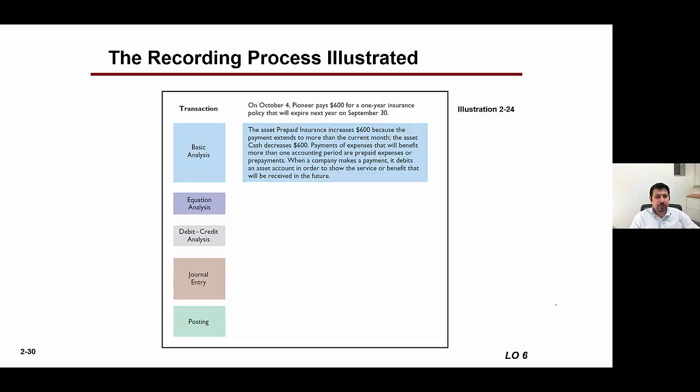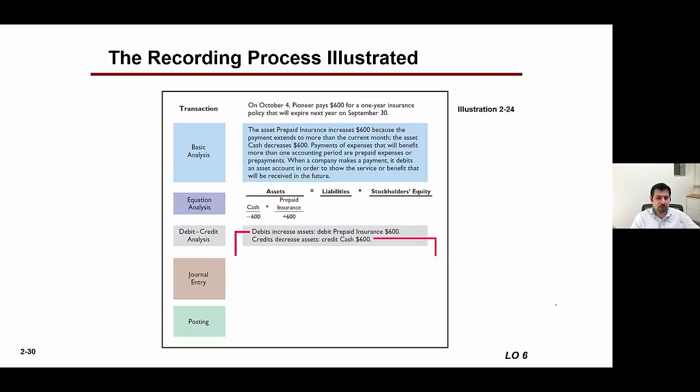As a result, the cash has decreased $600, and the asset prepaid insurance has increased by $600. In this case, we know that debits increase assets, so we debit prepaid insurance $600, and credits decrease assets, so we credit cash $600.